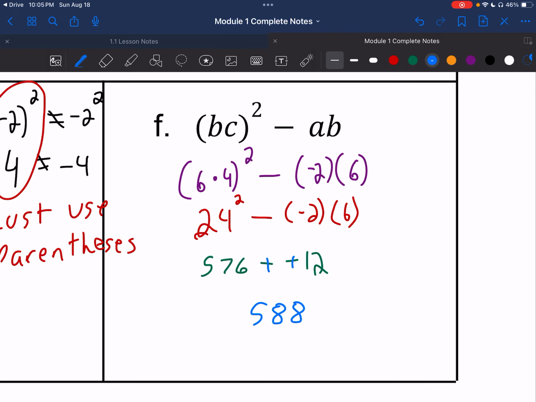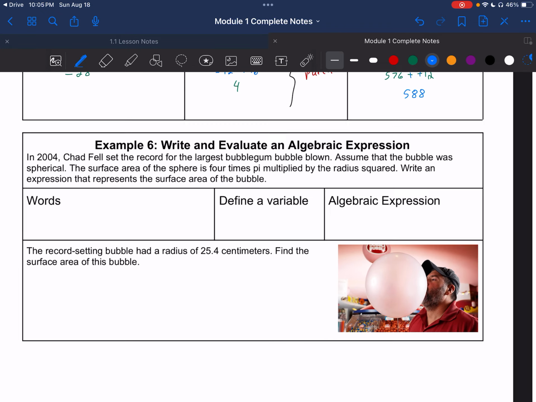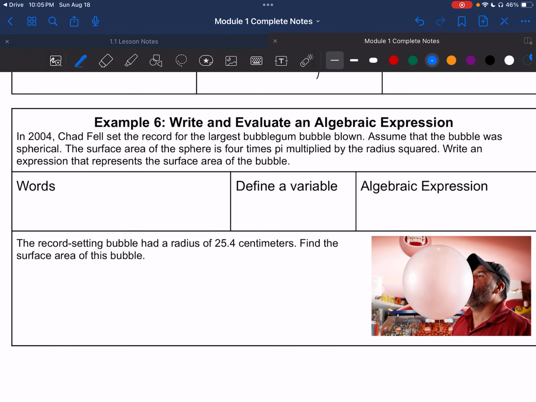All right, we have one last problem in this lesson, and it is to write and evaluate an algebraic expression. In 2004, Chad Fell set the record for the largest bubblegum bubble blown. Assume that the bubble was spherical. The surface area of a sphere is 4 times pi multiplied by the radius squared. Write an expression that represents the surface area of the bubble.